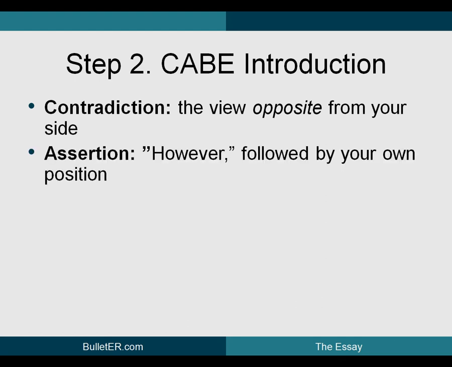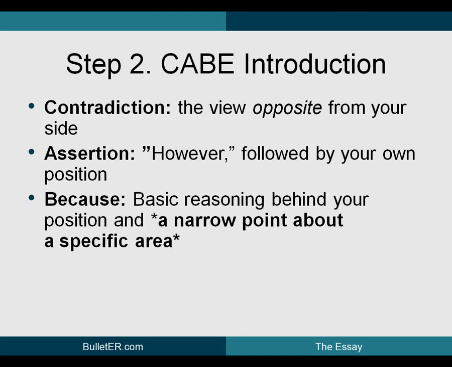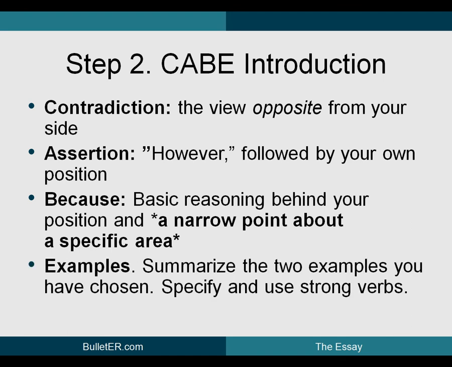This will lead to your assertion, where you use "however," followed by your own position. You then specify the narrower point you address, referring back to your plan in a because statement. Finally, you name the 2 examples you've just chosen. For this, say specifically what the examples are and use strong verbs. Don't just say this is shown through history and literature.